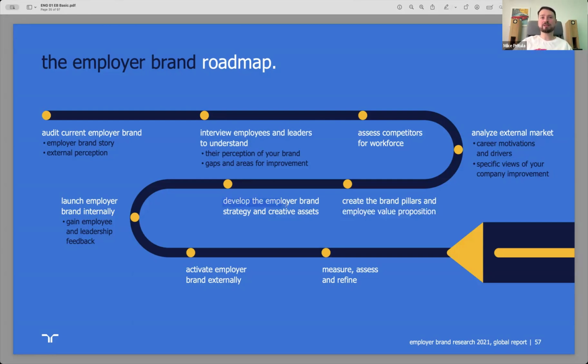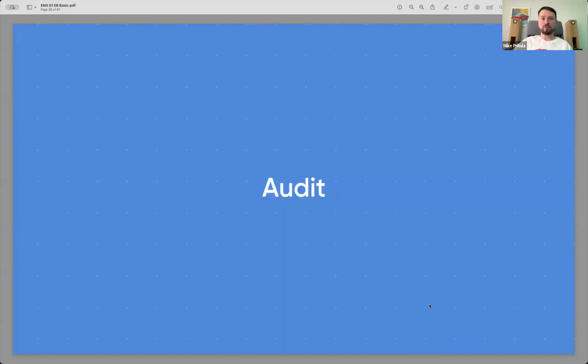Develop the employer brand strategy and creative assets. Launch employer brand internally. Gain employee and leadership feedback. Activate employer brand externally. And finally, measure, assess, and refine. So this course will be organized around all these steps. We'll provide you with tools, insights, ideas, concepts, and everything you need to build and manage your employer brand.